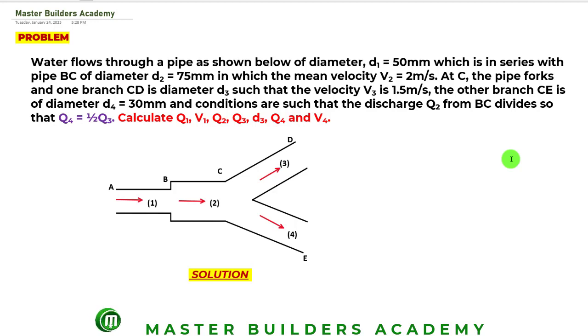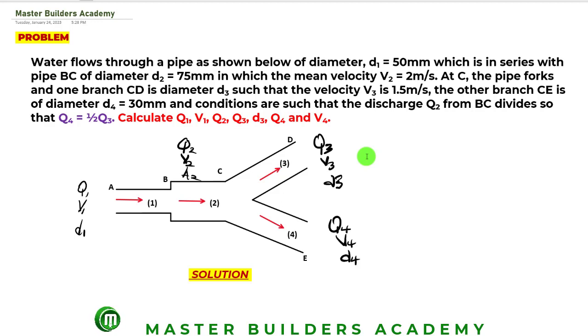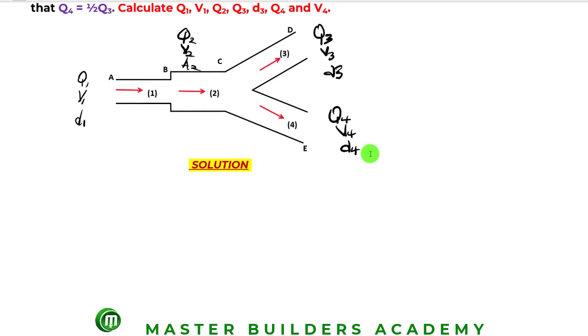Here we have Q1, V1, and D1. So here we have Q2, V2, and A2 for this pipe. For this other pipe, here we have Q3, V3, and D3. Then for this pipe, we have Q4, V4, and D4. All right, so let's get started by noting that we are given some parameters, okay?